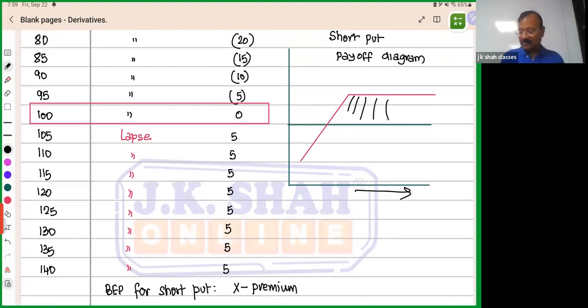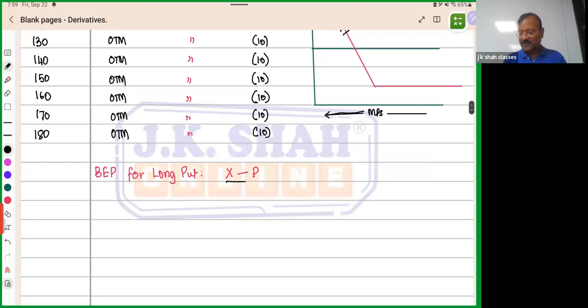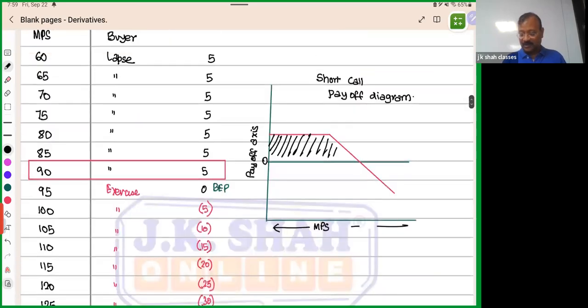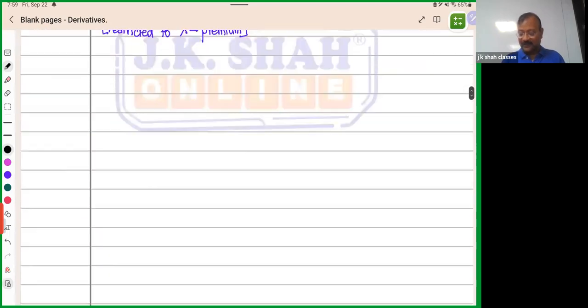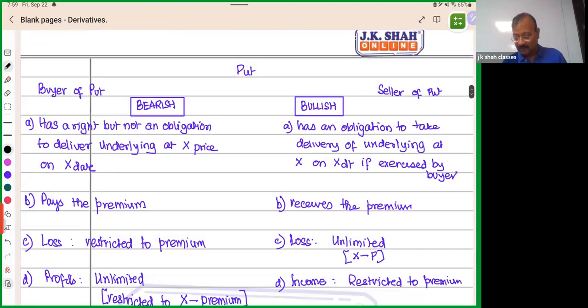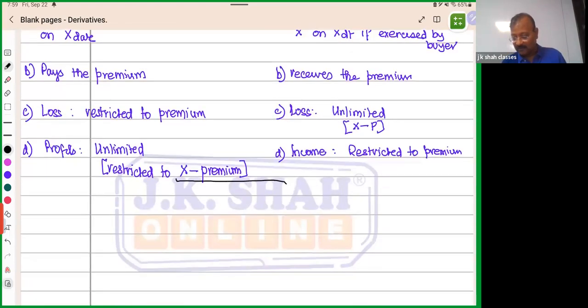Which means in that chart which we were making, break even for short put is X minus premium and break even for long put is also X minus premium. Which means, can we go to this place where we wrote put and say break even point is strike price minus premium.